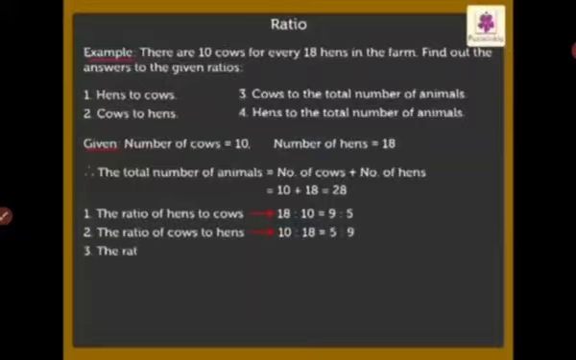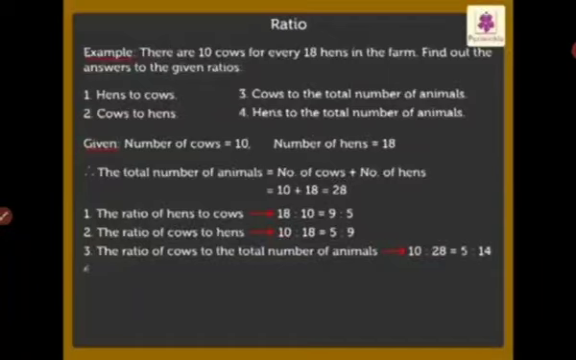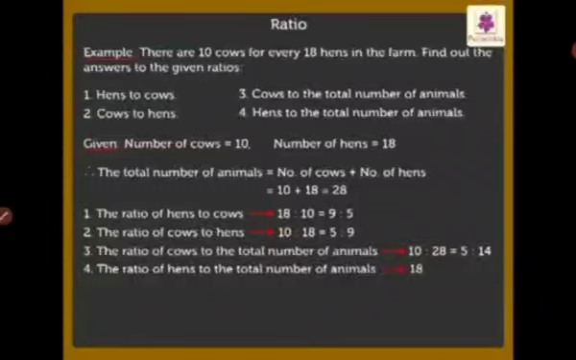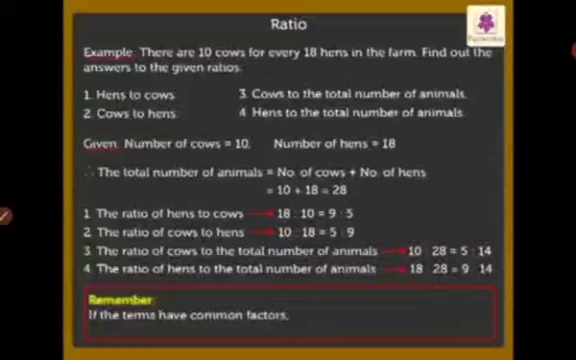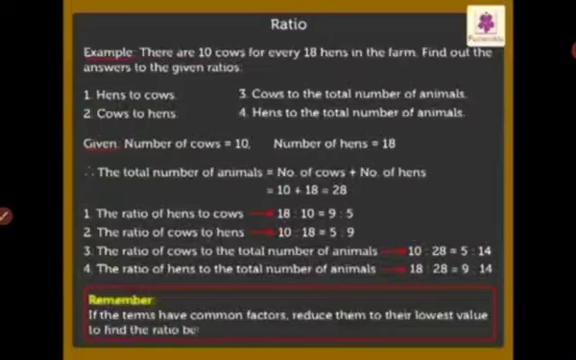3. The ratio of cows to the total number of animals is 10:28, which is equal to 5:14. 4. The ratio of hens to the total number of animals is 18:28, which is equal to 9:14. Here, as the terms had common factors, we reduced them to their lowest value to find the ratio between them.